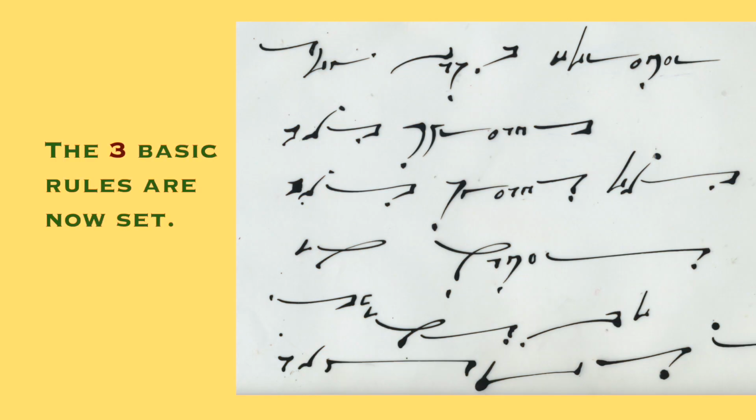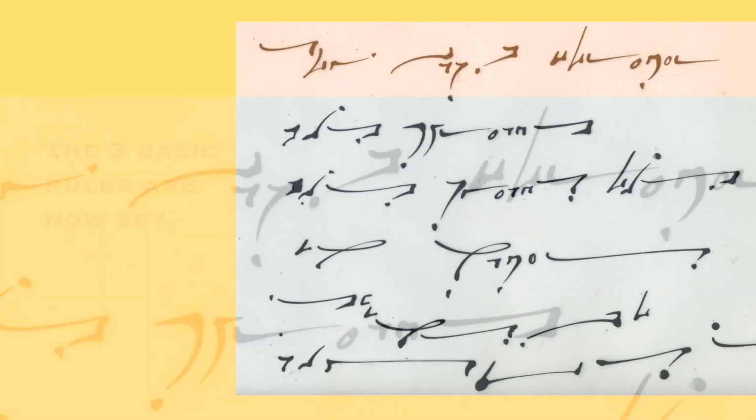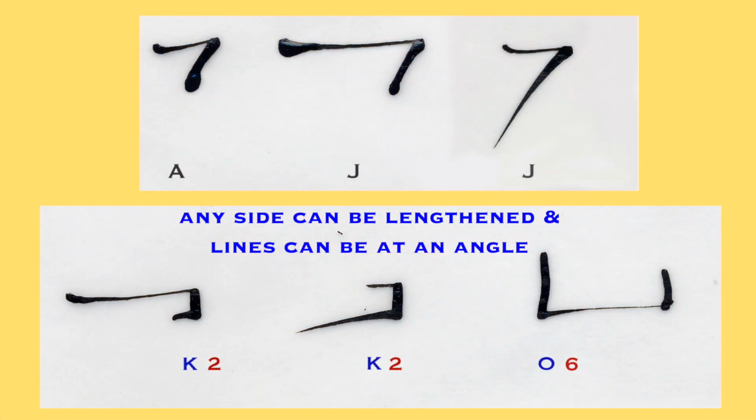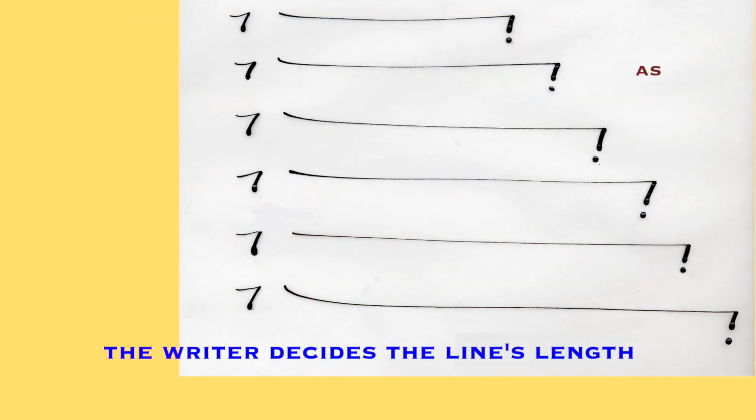The 3 basic rules are now set. Rule 1. Clear line length ratio. Be equal or unequal. Any side can be lengthened and lines can be at an angle. The writer decides the line's length. This is the word as.